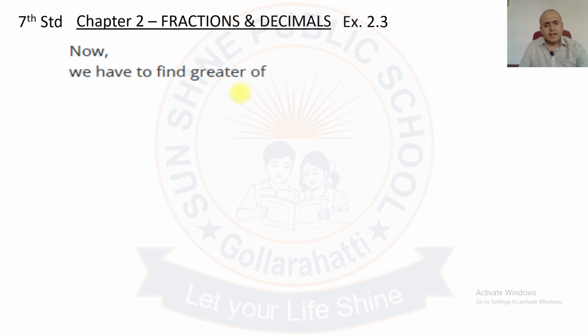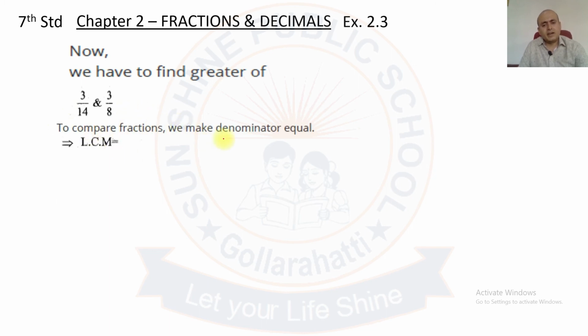Now we have to find the greater of 3 by 14 and 3 by 8. In these two numbers we want to find which number is greater. Here by looking at the denominator we can say that it is not equal. Therefore to compare the fractions we should make the denominators equal by taking the LCM, that is taking the LCM of 14 and 8. When you take the LCM of 14 and 8 we get the LCM as 56.